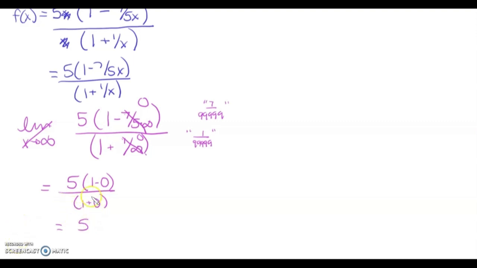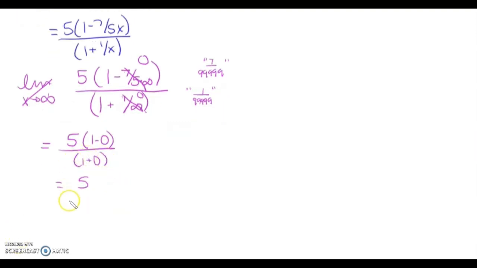Okay, what this means is that our graph of this rational function is going to approach 5 as we approach positive infinity. We don't know if it's from above or below, but it will approach 5 as the horizontal asymptote. So let's say horizontal asymptote y equals 5.